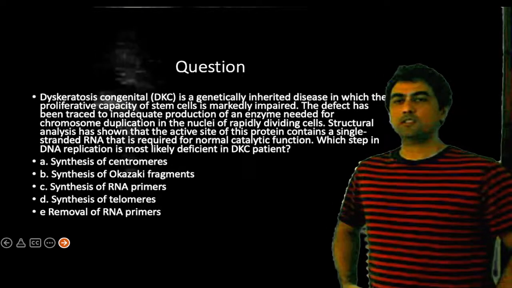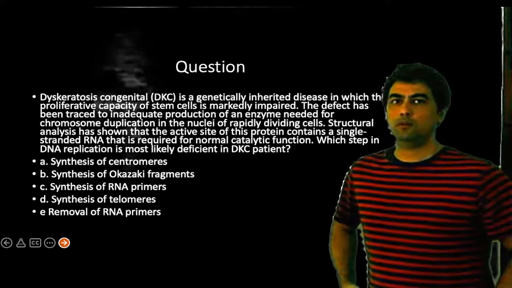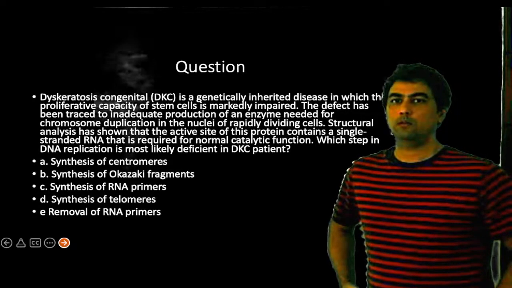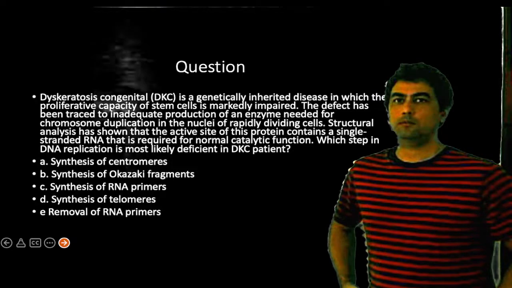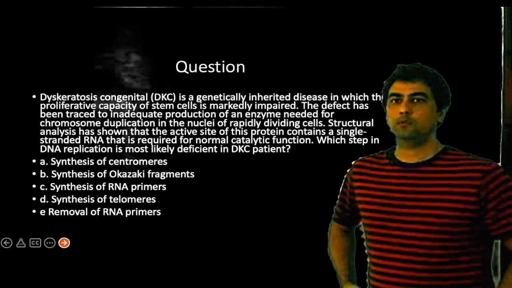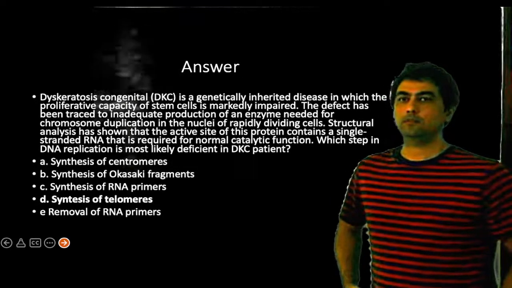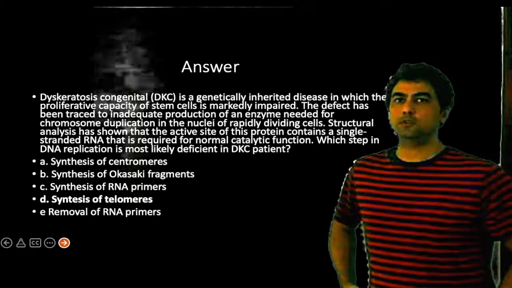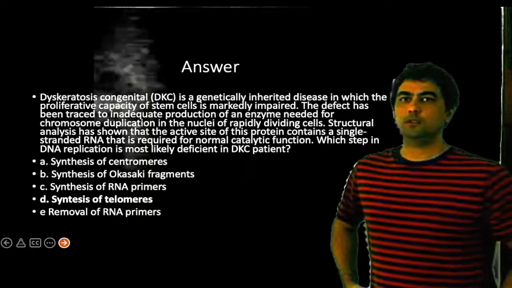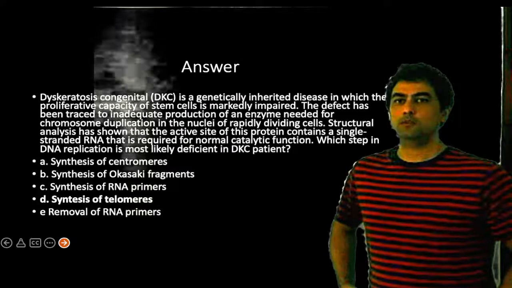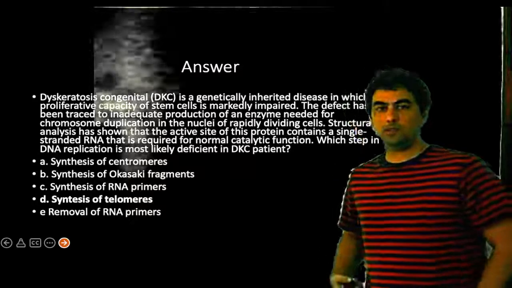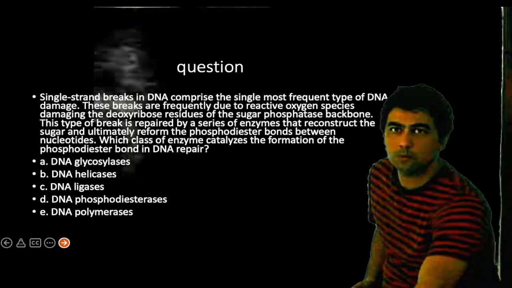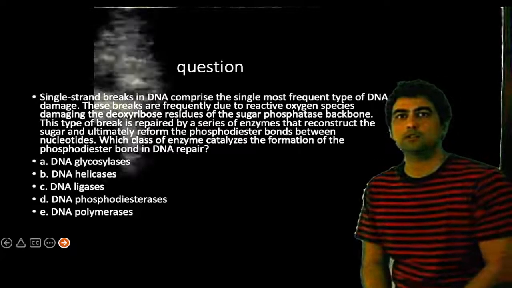So dyskeratosis congenita occurs in patients who have deficient synthesis of telomeres, which leads to unstable DNA resulting in cell death. Okay? Thank you. Oh no, one more: single-stranded breaks in DNA.